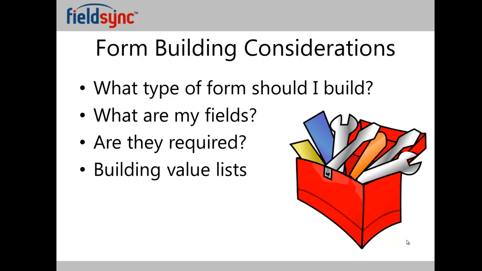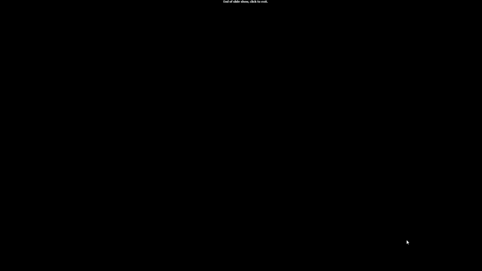So the value lists need to be built before you actually build your form. So if you need to have a list of parts or a list of your employees or a list of locations, you would want to build those value lists first, and I'll show you how to do that in just a moment. And then finally, you'll want to set the visibility for each form. So let's go ahead and jump into FieldSync and take a look at the form building.